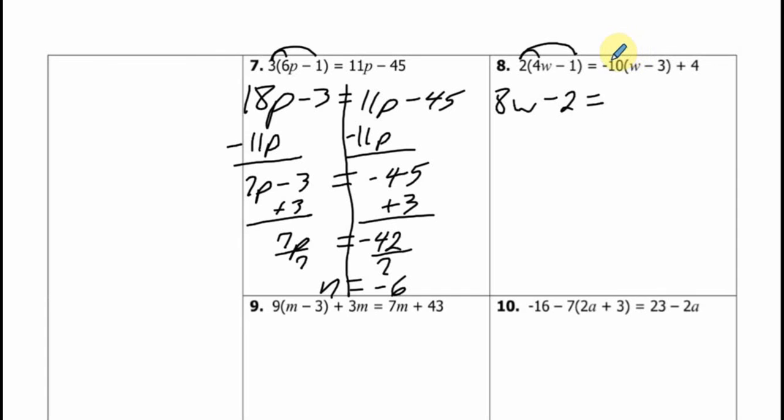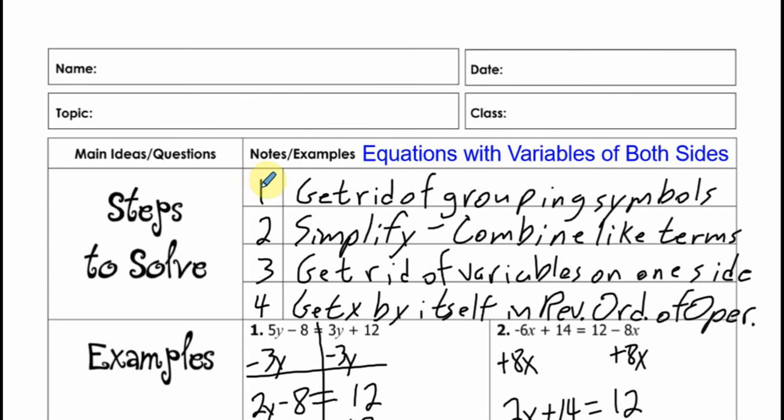That's -10 times, so I have to distribute the -10. -10 times w. -10 times a -3, positive 30. Make sure you tack on that plus 4. That's part of the equation. Plus 4. All right.